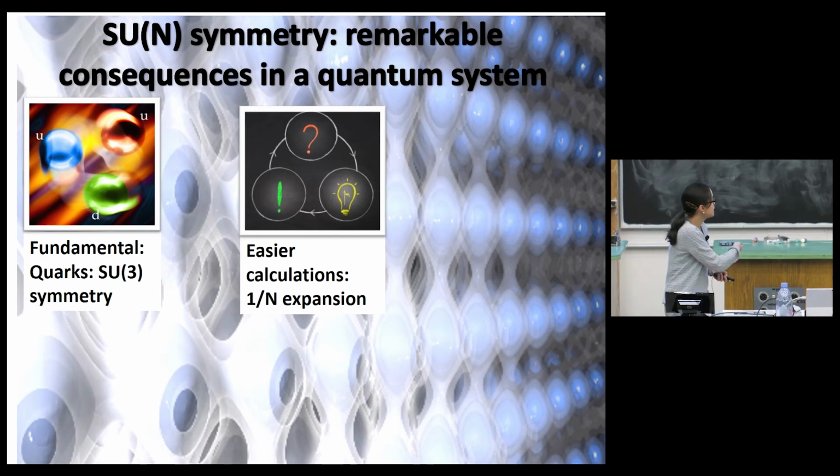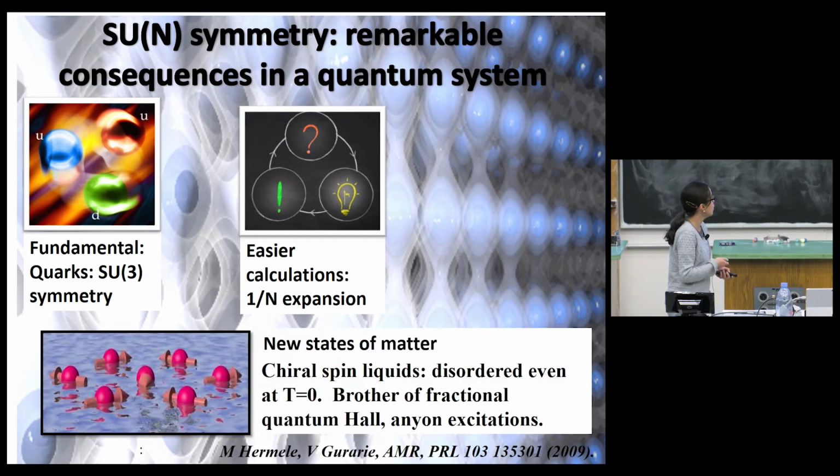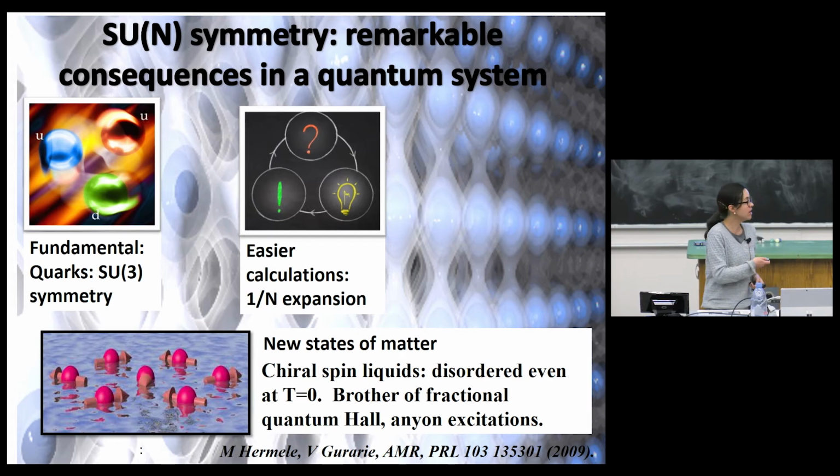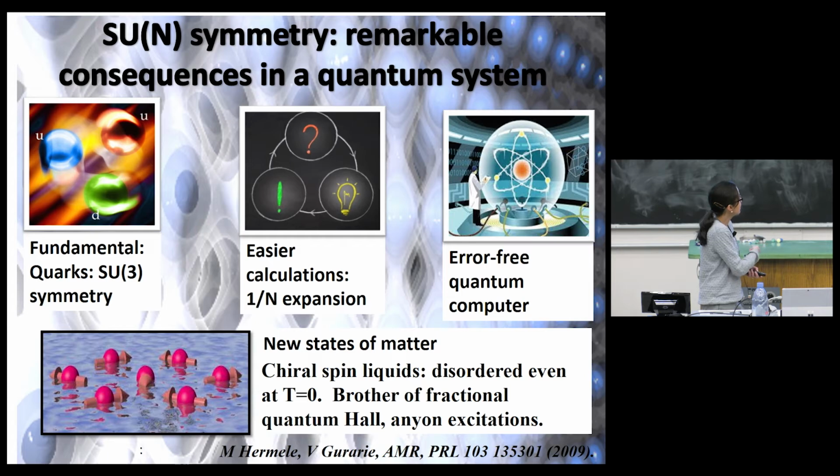And using this kind of expansion, we were able to predict that if you put alkaline-earth atoms in a 2D lattice and make them interact strongly, the ground state of the system can be what is called a chiral spin liquid. That is a type of state of matter that is analogous to the fractional quantum Hall effect. It has anyonic statistics and can actually be used for creating a topological quantum computer, which can be a way to be very error-free.